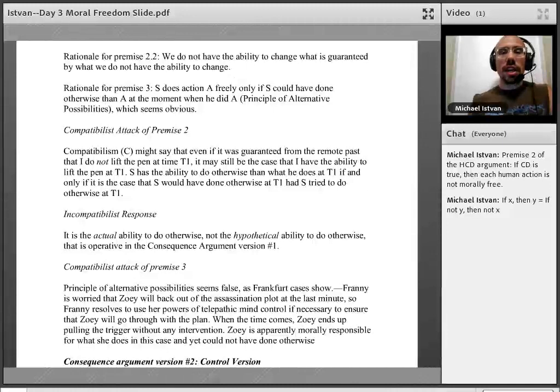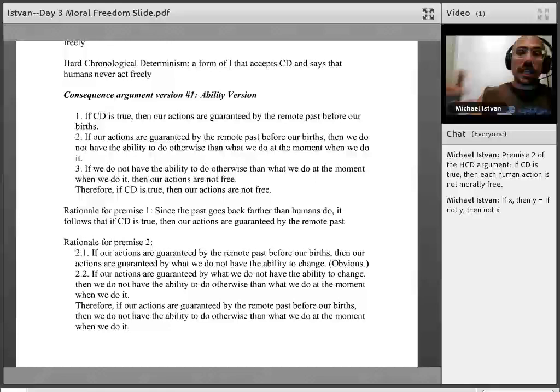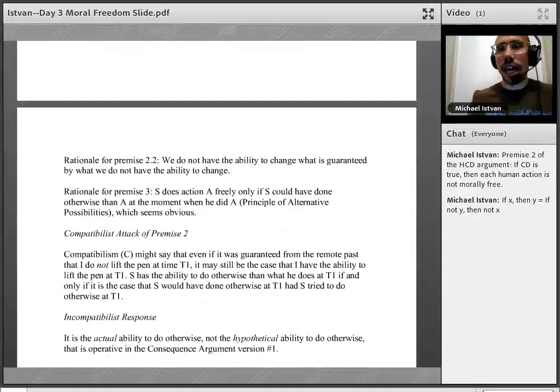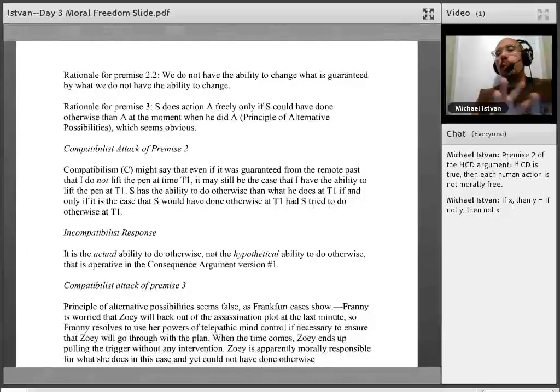If S could not have done otherwise than A at the moment when he did it, then S doesn't do action A freely. And I worded it a little differently at 3, but here it is. I use the term ability to do otherwise. If S does not have the ability to do otherwise than what he does when he does it, then S's action is not free. S is not doing A freely. Cool? So you should all see that premise 3 is just another way to express a very intuitive principle called the principle of alternative possibilities.